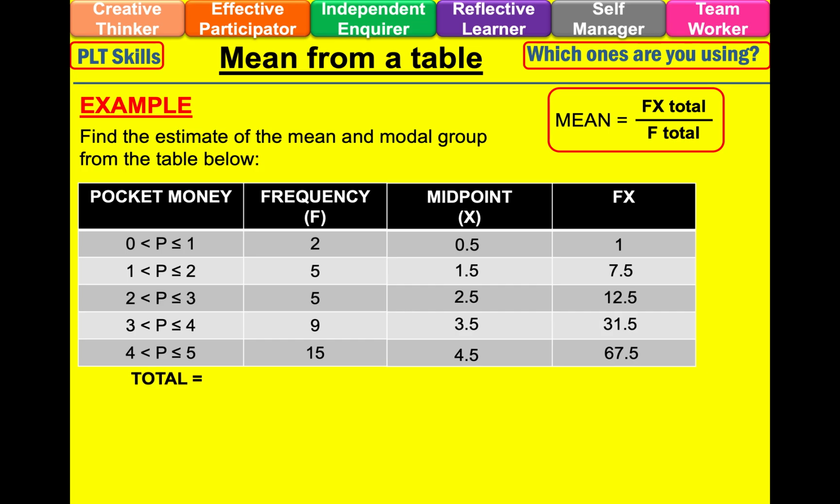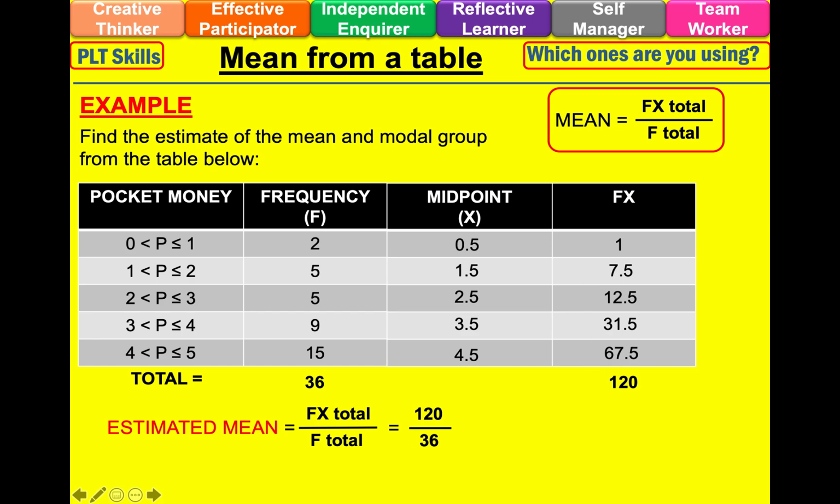Next thing you have to do is work out the totals. You get the total of frequencies. If you add all of these, they come to 36. And now, what's the total of f of x? Total of f of x is 120. So if you're going to use the formula, mean is the total of f of x divided by the total frequency. So it becomes 120, which is the sum of these, divided by 36, which should give you roughly 3.333.